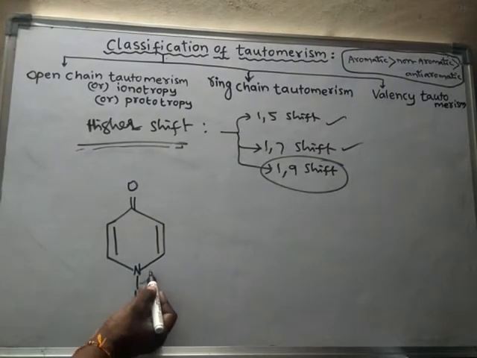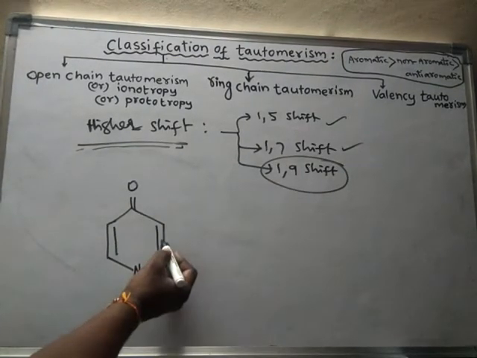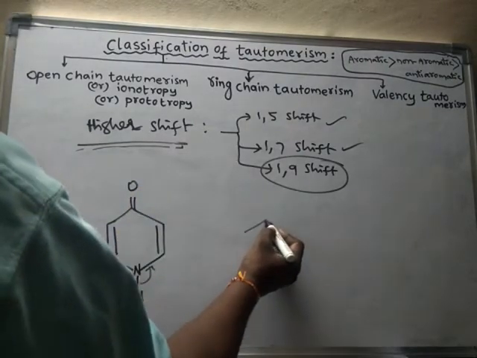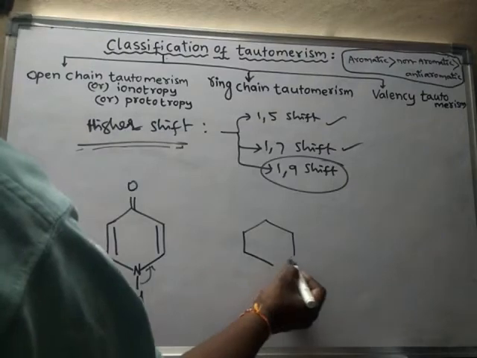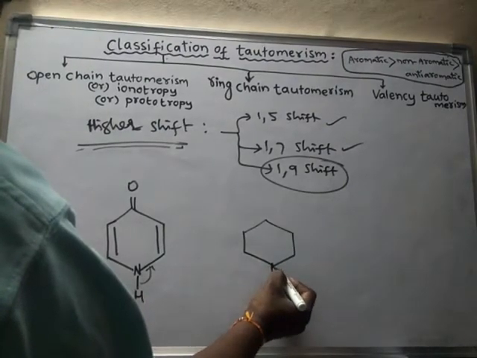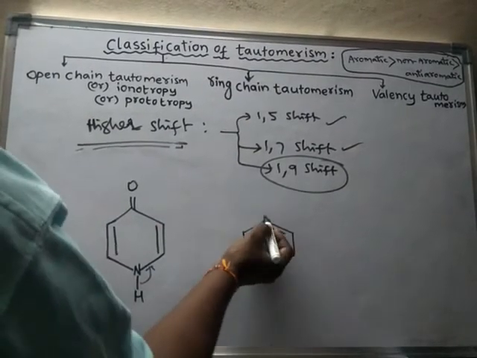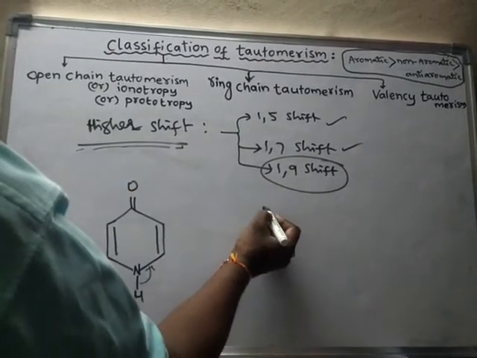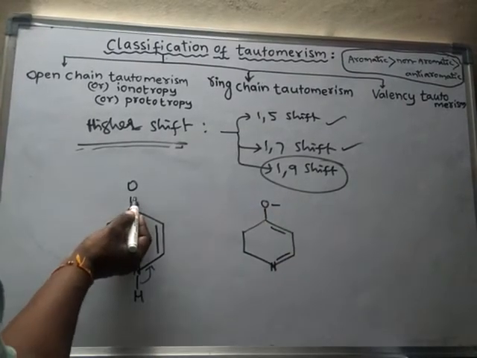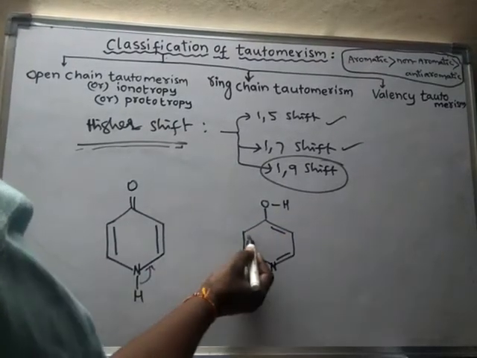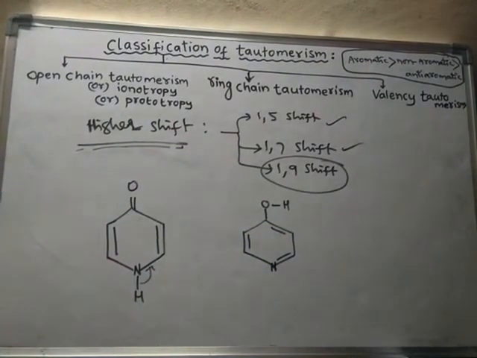This bond will shift to here. This bond will shift to here. This bond will shift to here. So what happens? It forms OH now. So here only nitrogen is left over and a double bond is formed, and this bond is shifted to here. And here this double bond is converted to two single bonds and hydrogen is attached. Here a double bond is present. So like this, here also a 1,5 shift has occurred.